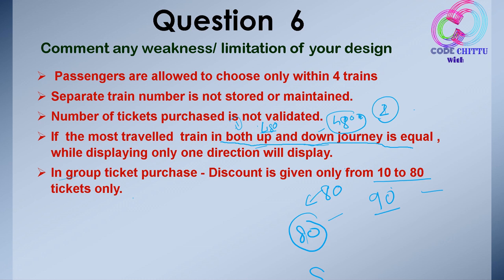Actually, we didn't consider that also. So for 10 to 80 people, we are giving a discount. If there are more than 80, of course 80 people will sit in one coach and 10 people have to sit in another coach, and they are not given a discount. So the passenger has to purchase twice. First for 80 people and then for 10 people, then they will get the discount. So this is the limitation.